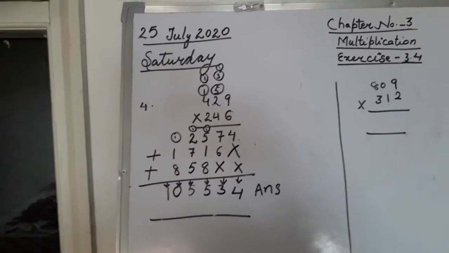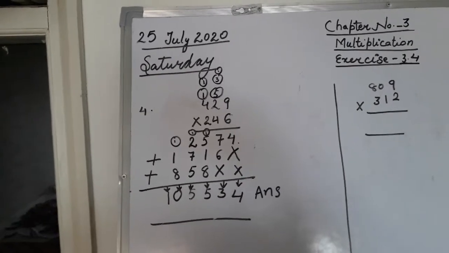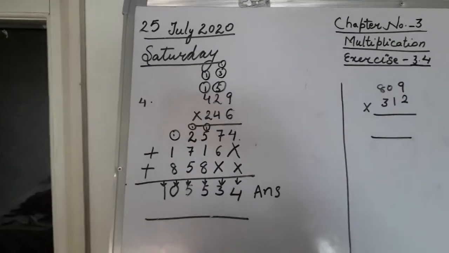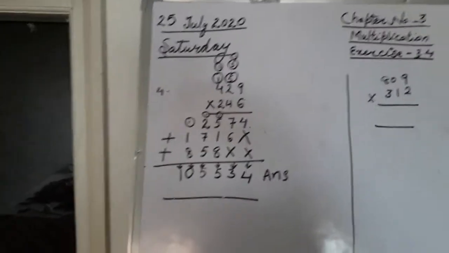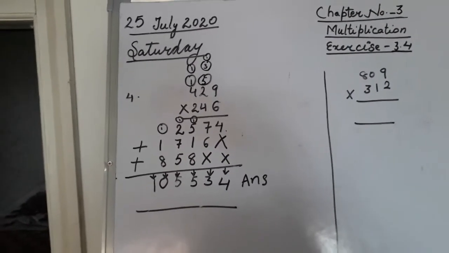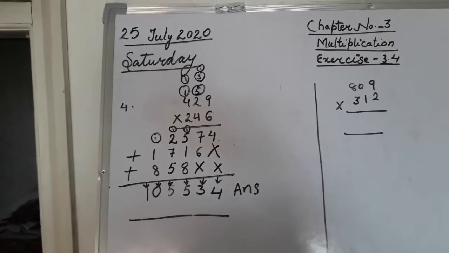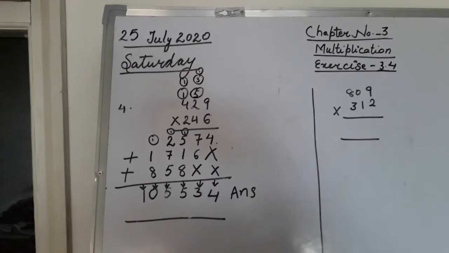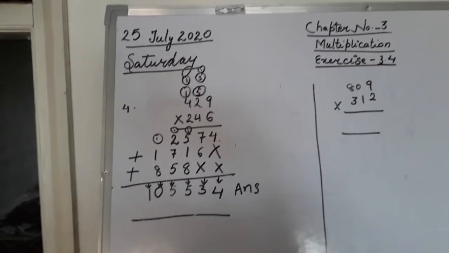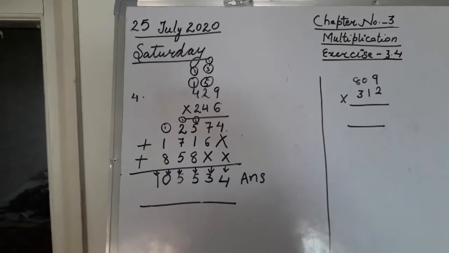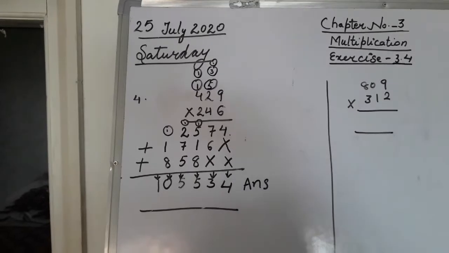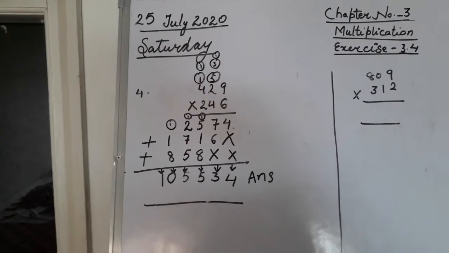Now add them. 4, 7 plus 6 is 13, 1 carries, 5 plus 1 is 6, 6 plus 1 is 7, 7 plus 8 is 15. Again 5 is written downwards and 1 goes on carry. Now 2 plus 1 it becomes 3, 3 plus 7 becomes 10, 10 plus 5 becomes 15. 5 is in the answer and 1 goes on carry. Now 1 plus 1 is 2, 2 plus 8 is 10.